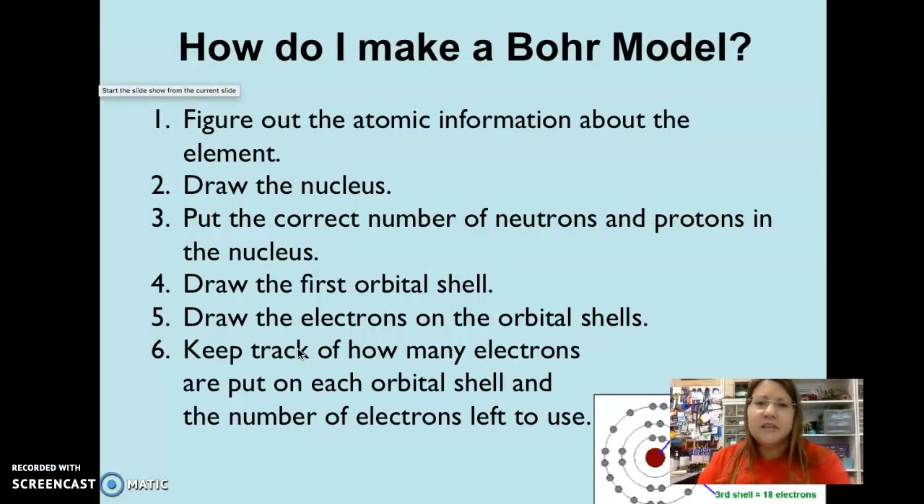We're going to do a couple examples of Bohr models together, but first let's look at the instructions on how to make a Bohr model. These are really easy to make. The first thing that we're going to do is figure out the atomic information. We're going to use the periodic table to figure out the atomic number, atomic mass, mass number, and protons, neutrons, and electrons. That's why we learned how to do that first.